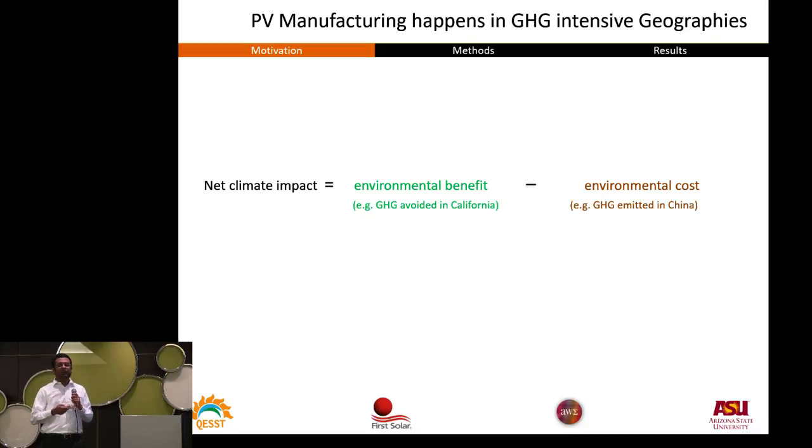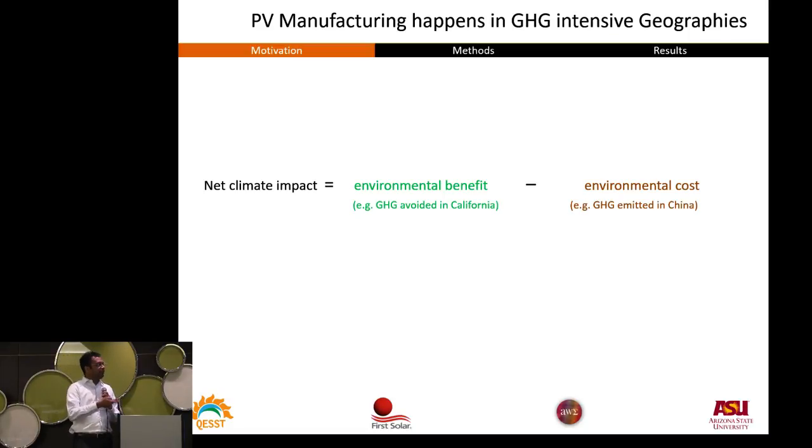So fundamentally, we can boil it down to this equation. It's simple, so I just put it in this form. So the net climate impact of a PV system is nothing but the difference of the environmental benefit that we see once it is deployed or installed. That happens in a place like California, for example, where you avoid greenhouse gases. And the cost is nothing but what we do upfront while we manufacture. It happens in China, we manufacture a PV system, so we have a climate cost over there.